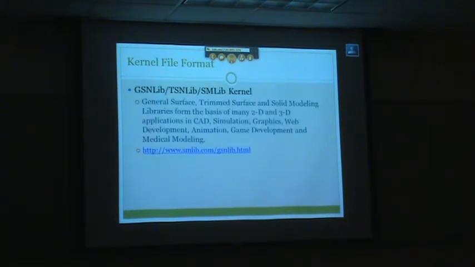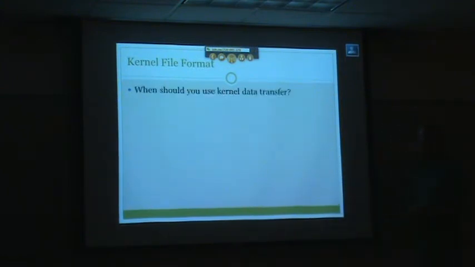GSNlib and TSNlib, as I mentioned, are things that you find a lot in universities as kind of the grassroots or the basis that they build their research code on. So the question is, when should you use a kernel to do the translation? Whenever the receiving system has the exact same kernel, right?